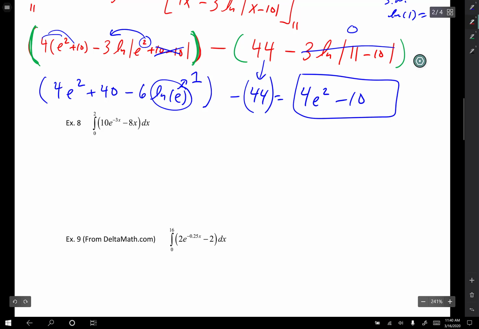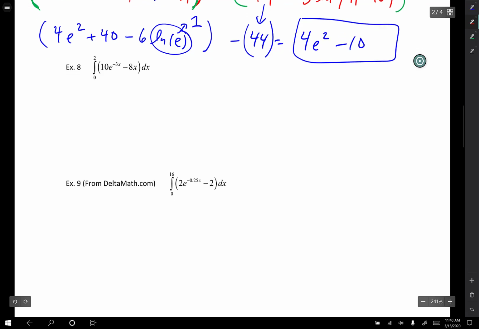So this one, I think I made this one up. I just put some random numbers similar to Delta Math, but not quite, because Delta Math was using little decimals here. So let's take the antiderivative. Remember again, the derivative of e to the x is e to the x, so the antiderivative of e to the x is e to the x.